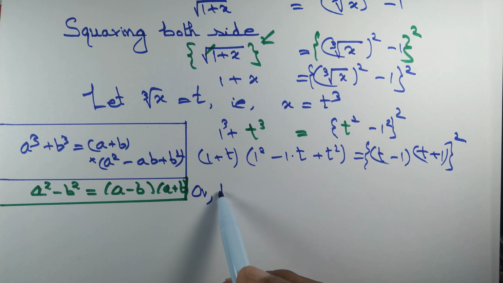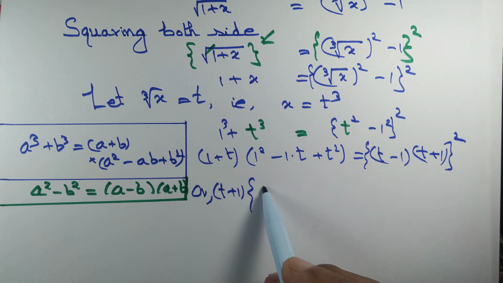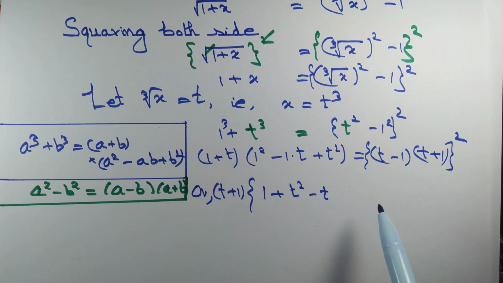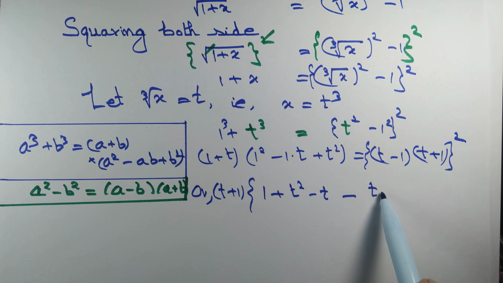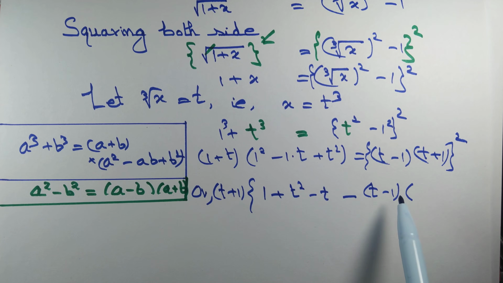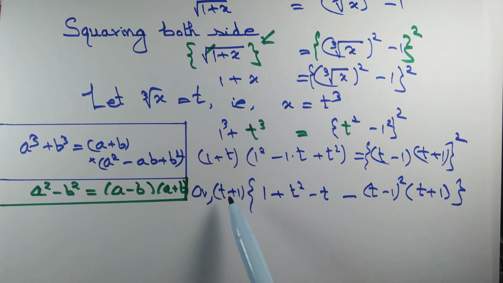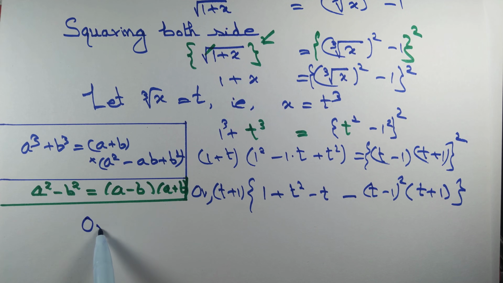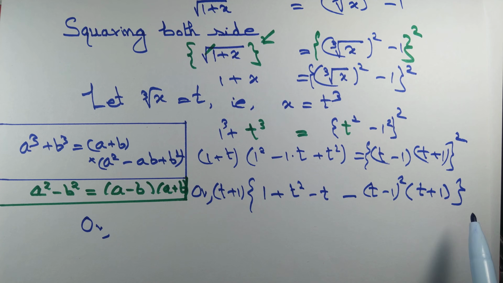When we take t plus 1 common, we obtain on the left hand side 1 plus t square minus t. Right hand side, let's take everything to the left hand side as well. We take t plus 1 common, so we are left out with t minus 1 square and t plus 1. One t plus 1 we have already taken common, so one t plus 1 left out. We need to take everything to the left hand side, this expression equal to 0.